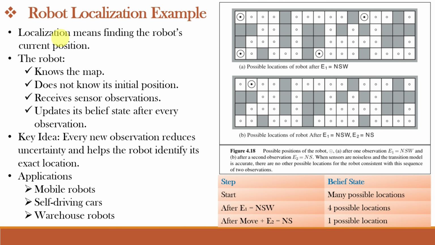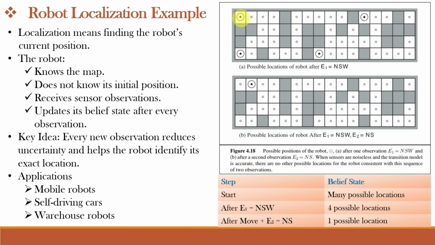Localization simply means finding where the robot is. Imagine this is a robot inside a large building. The robot already has the map of the building, but when it is switched on, it does not know its own location. So initially this robot thinks, I may be anywhere in this building. That means its belief state contains many possible locations. So during starting there are many possible locations.